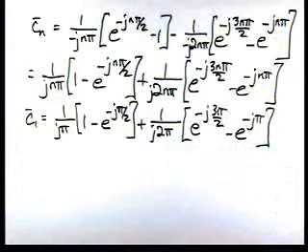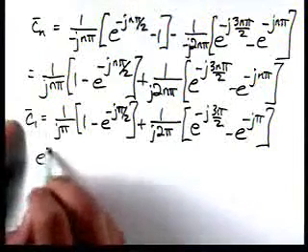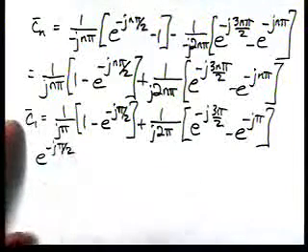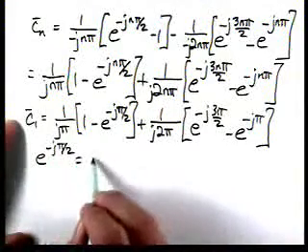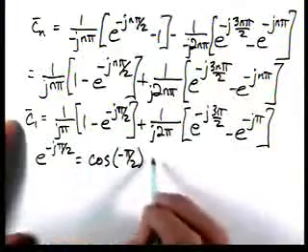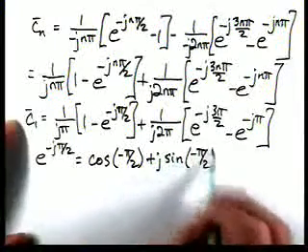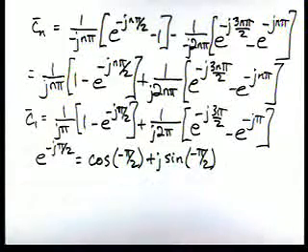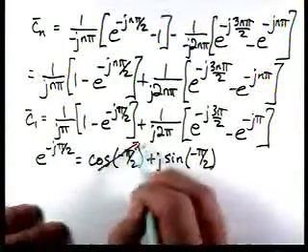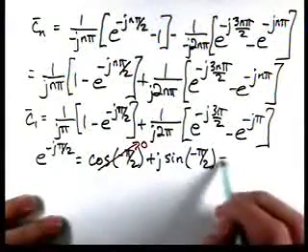Now, we need to do some evaluation. Let's look at the term, for instance, e to the minus j pi over 2. Using Euler's identity, we can write this as cosine of minus pi over 2 plus j sine of minus pi over 2. And if you remember, that's 0. This is minus 1, so this becomes minus j.